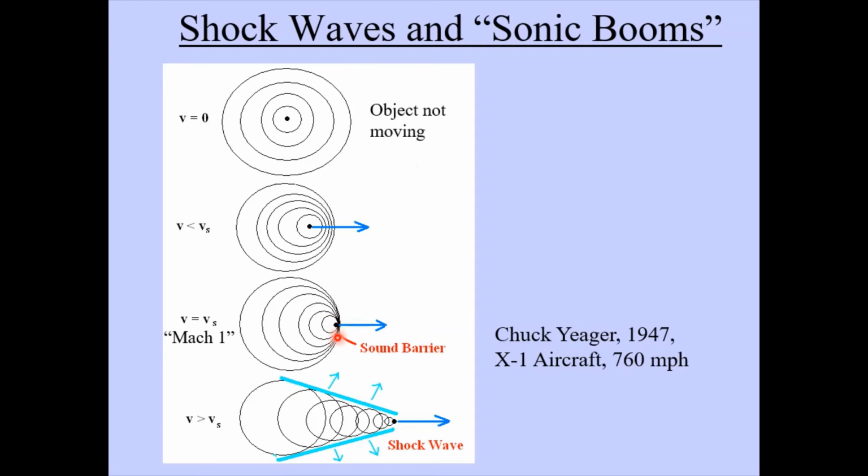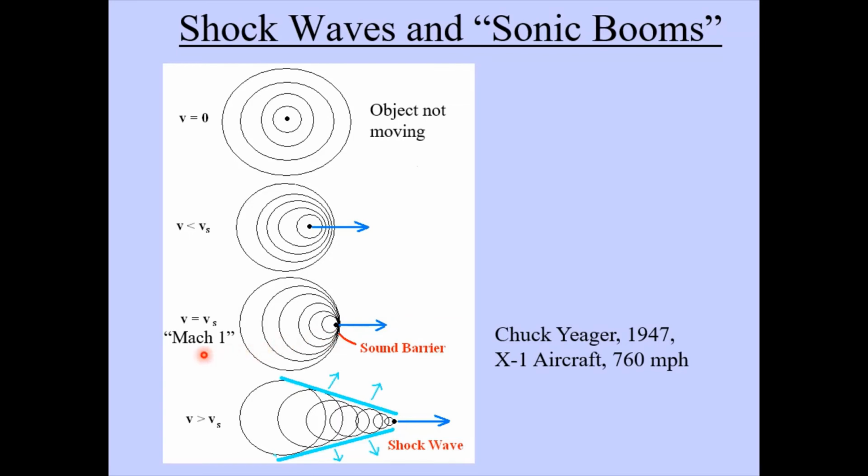And it was a technological challenge to build military aircraft that could reach and break this sound barrier, and it was finally done famously by test pilot Chuck Yeager in 1947 in the X-1 experimental aircraft, and it reached and exceeded a speed of 760 miles per hour and broke the sound barrier for the first time. Now, what happens if you keep going faster and faster past the speed of sound?